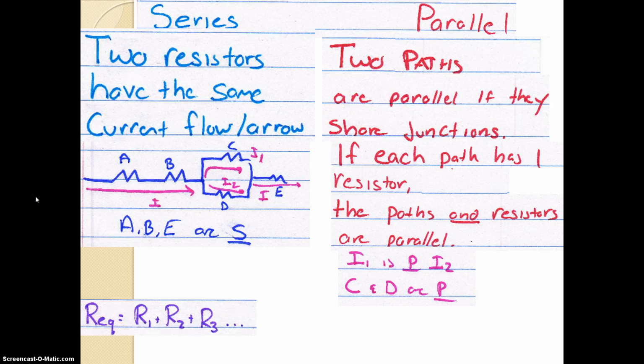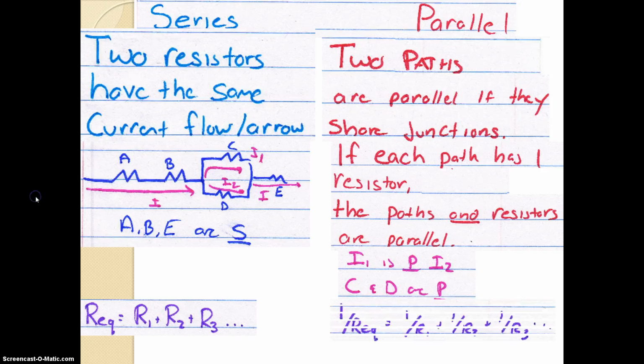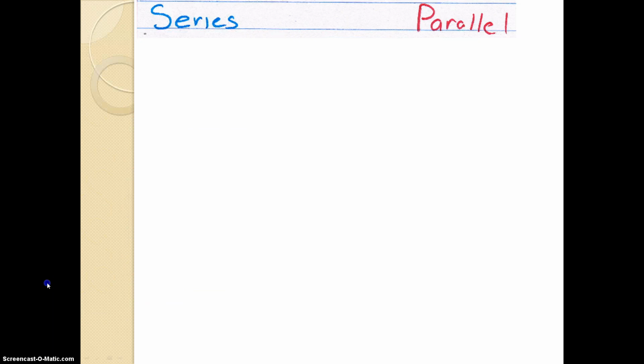To find the equivalent resistance of things in series, you just add them all up. The equivalent is R1 plus R2 plus R3. For parallel, it's a lot tougher though. 1 over the total resistance of the parallel branches is equal to 1 over the first resistance plus 1 over the second plus 1 over the third. And please remember, if a path has more than one resistor, you have to combine it through series before you put the mathematics in parallel.